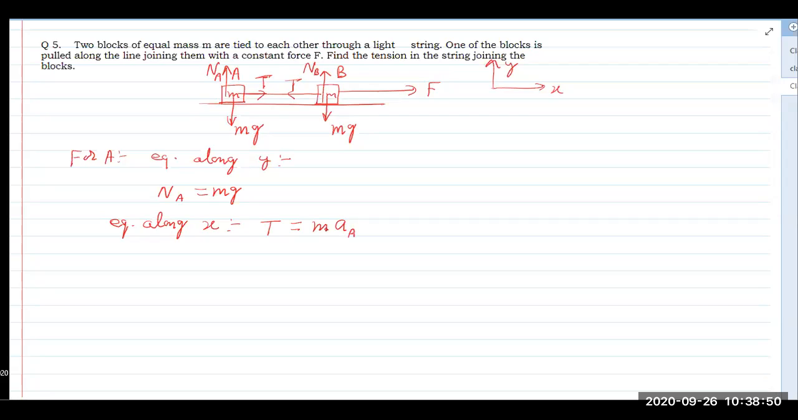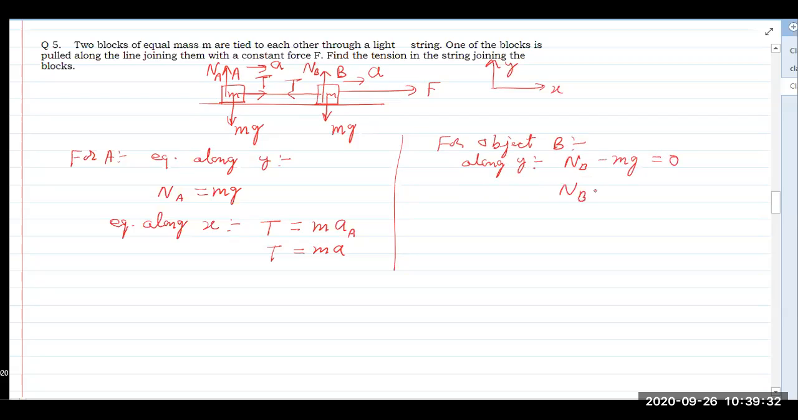Now one thing is clear here. Since these two objects are tied with a string, if the acceleration of B is A, then the acceleration of A will also be A. Both objects have a common acceleration. So we can write T equals MA. Similarly, we will do it for B. For object B, along Y, the forces are NB upward and Mg downward, so that is 0. So NB is equal to Mg.